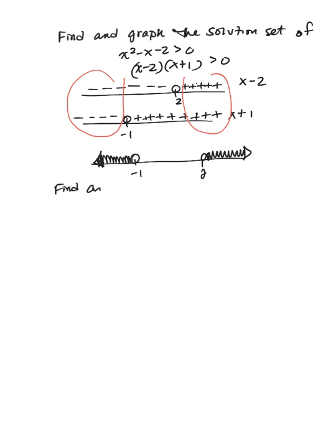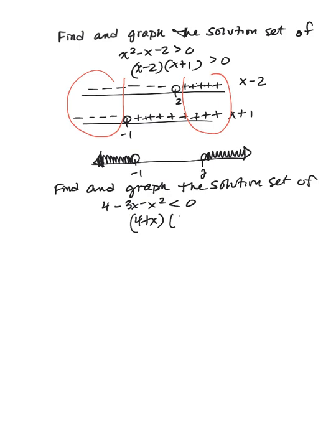Find and graph the solution set of 4 minus 3x minus x squared less than 0. Okay, so I'm going to factor this. 4 plus x, 1 minus x.